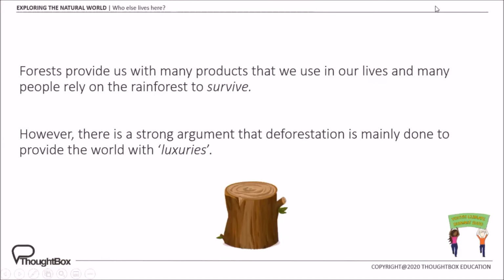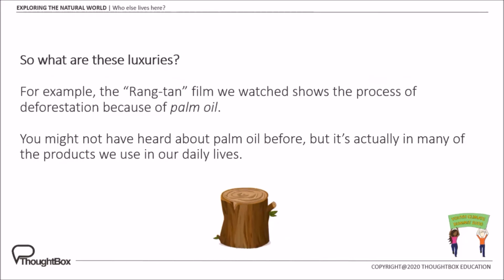When we think about deforestation and how it impacts the homes of other living beings, it's hard to understand why people cut down trees. So let's try to understand this a bit more. Forests provide us with many products that we use in our lives, and many people rely on the rainforest to survive. However, there's a strong argument that deforestation is mainly done to provide the world with luxuries. So what are these luxuries? For example, the film we watched shows the process of deforestation because of palm oil.